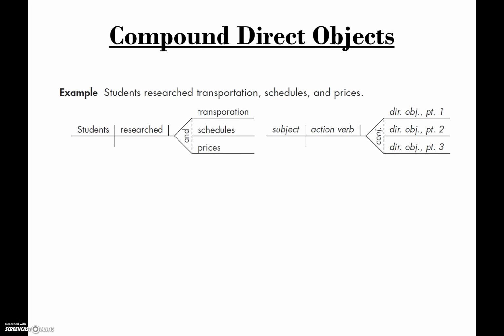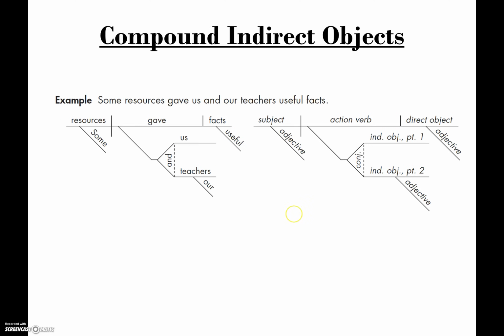Now you can have objects that have compound elements. So for example, students researched transportation schedules and prices. Students researched is our subject and verb, so it's going to be diagrammed just like normal, but this time when we get to the direct object, we have three direct objects: transportation, schedules, and prices. We're going to use our three-prong fork this time because we have three things that are direct objects. And notice you still have the dotted line with the conjunction holding all three together.